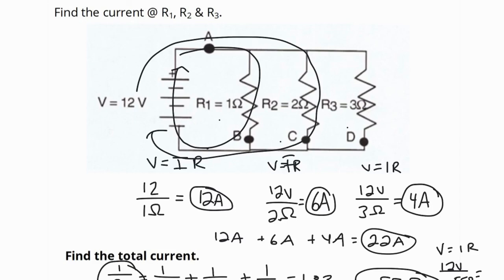So I can also find the total current by finding the total resistance. Now for a parallel circuit, our equation is different. But then I can use V equals IR to find my total current, which is the same as if I were to treat each of these circuits as their own individual series circuits and then total those currents together.